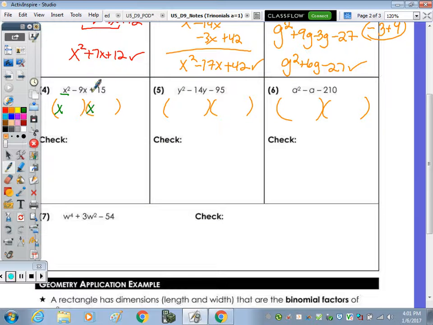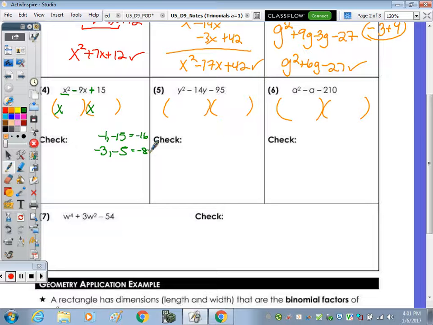They multiplied to a positive, which means the signs are the same, so they would both be negative. So is it -1 and -15, or -3 and -5? Well, neither of those combine to -9. This one combines to -16. This one combines to -8.